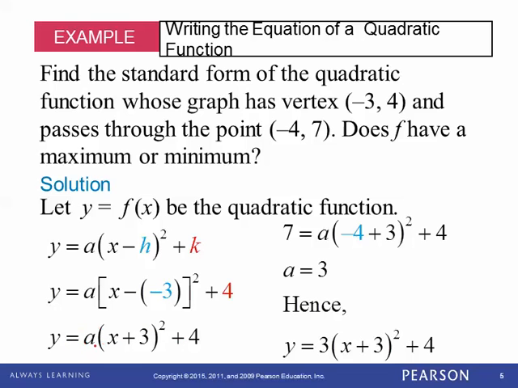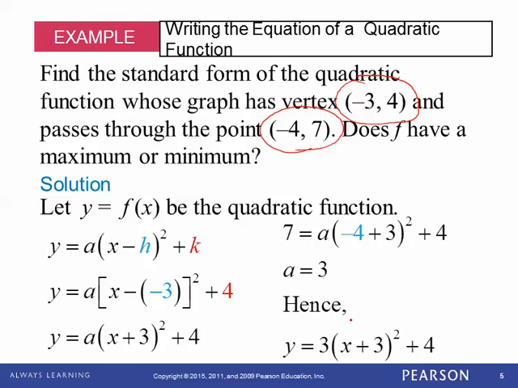So for parabolas, you need to know the vertex. Then you need to know one extra point somewhere along the graph. Because what we do is we plug in -4 for the x, 7 for the y, and as we do some algebra, we come up with what the a value is. Hence, then we can write down the formula. There it is. There's my equation to a graph that has that vertex and that point.